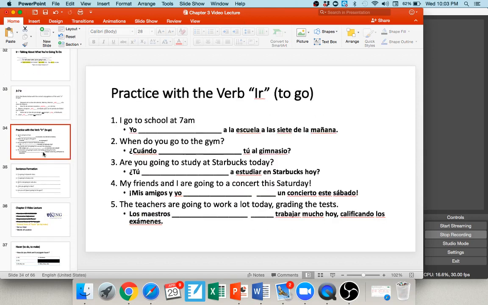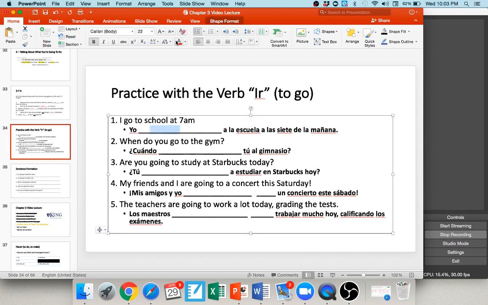Okay, a little more practice here with these. Sort of the same repetition over and over again. So we won't do all of these. I just want to give you a few. Number 1, it tells you in English, I go to school at 7 a.m. And then you have to fill in the correct Spanish here. So yo blank a la escuela a las 7 de la mañana. So I go to school, yo, and the correct ir word to go with yo should be voy. Yo voy a la escuela a las 7.